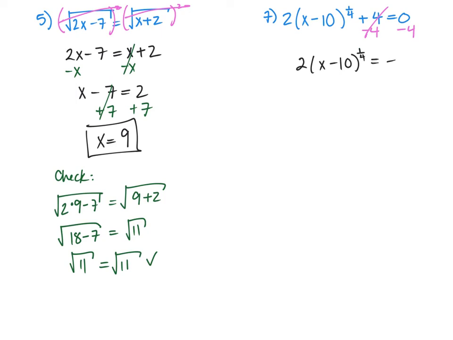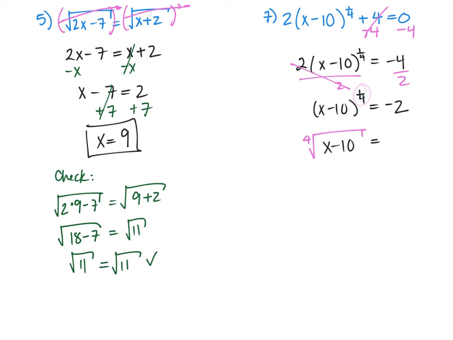0 minus 4 is negative 4. And then I have to divide both sides by 2. So the 2's cancel. And then I have x minus 10 to the 1/4 equals negative 4 divided by 2, which is negative 2. Then from there, I do need to change the 1/4 to a root. So this is a 4th root because the bottom here is a 4. So this is the 4th root of x minus 10 on the inside.